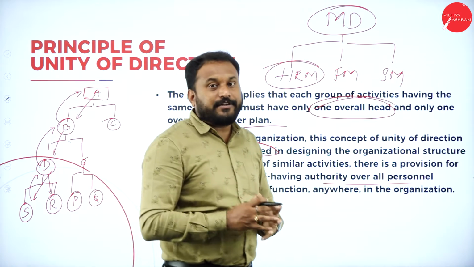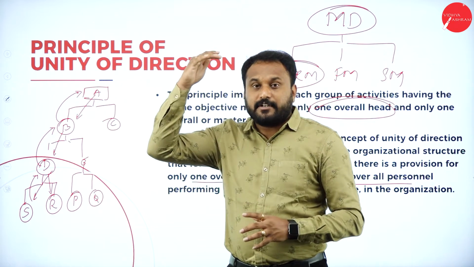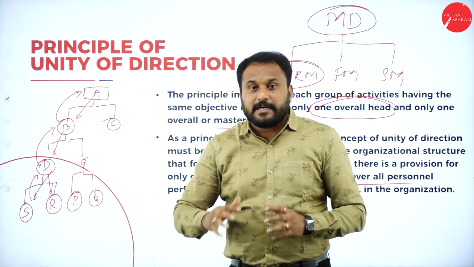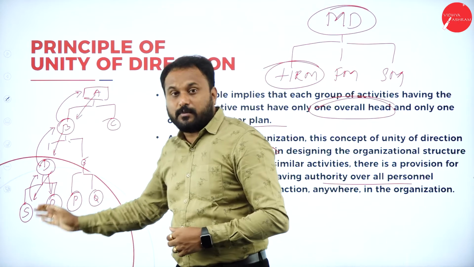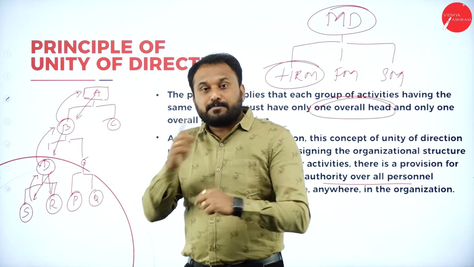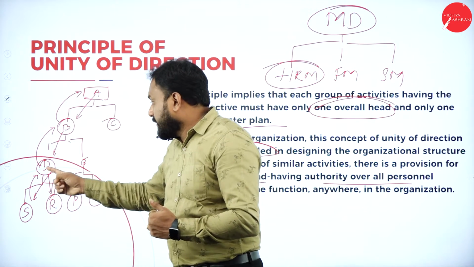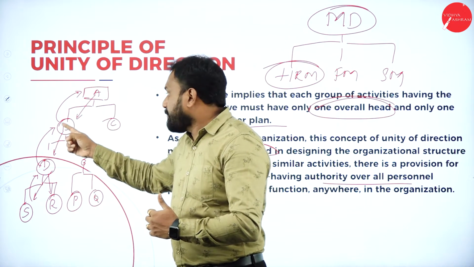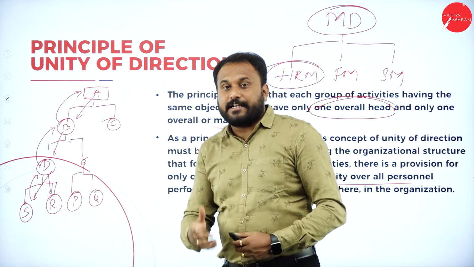In unity of direction, the directions are given from the top level to the lower level. Authority flows from top to bottom, but meanwhile responsibility flows from bottom to top. S will report to D, D will report to B, and B will report to A. This is called the principle of unity of direction.